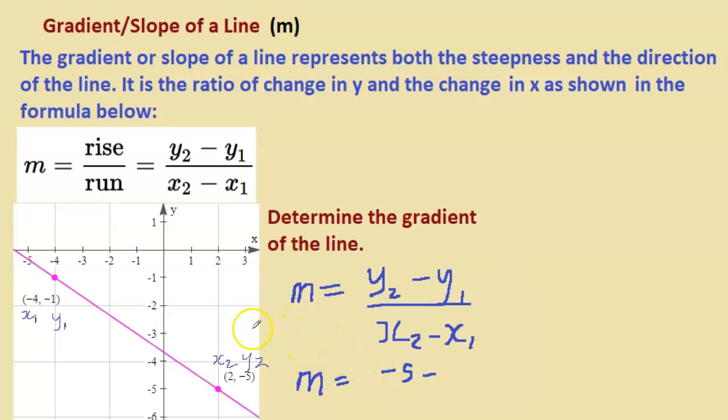Minus, and what is y1? y1 is -1. And x2 is 2 minus x1, which is -4. So this becomes -5, and the double negative here gives us a +1. And the double negative here gives us 2 plus 4, right?